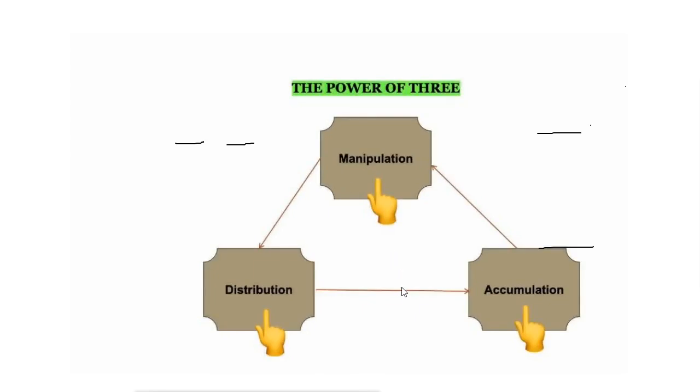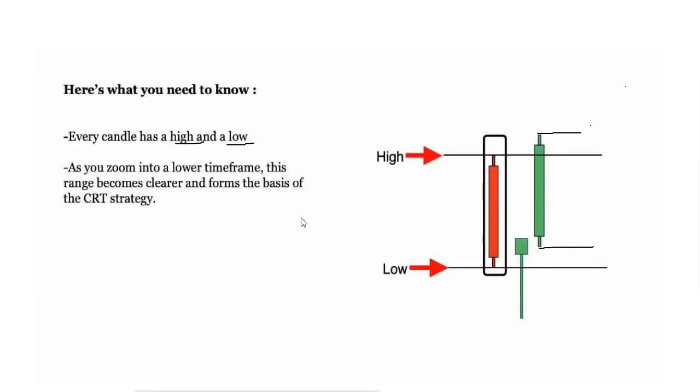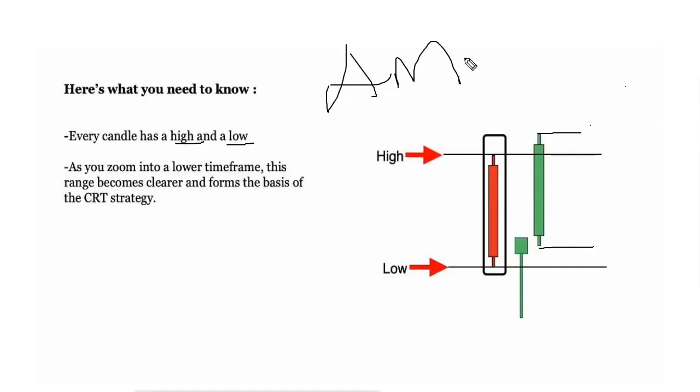So the power of three: we have manipulation, distribution, and accumulation. Now let me go back to the candle that I gave you, the CRT pattern. Remember we have the power of three, AMD. This is your accumulation, this is your manipulation, and this is your distribution. We all know the power of three, but we don't know how to represent it. We don't know the psychology behind it.